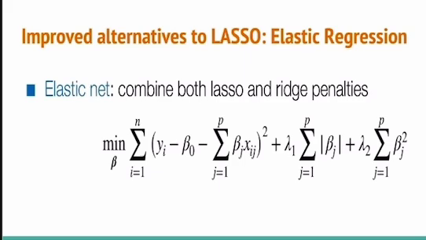In elastic net, we combine the L1 and L2 penalty. We're going to have both the lasso and ridge penalty. Take a look at this. This is the residual sum of squares from the OLS. This is adding the lasso penalty. This is adding the ridge penalty.